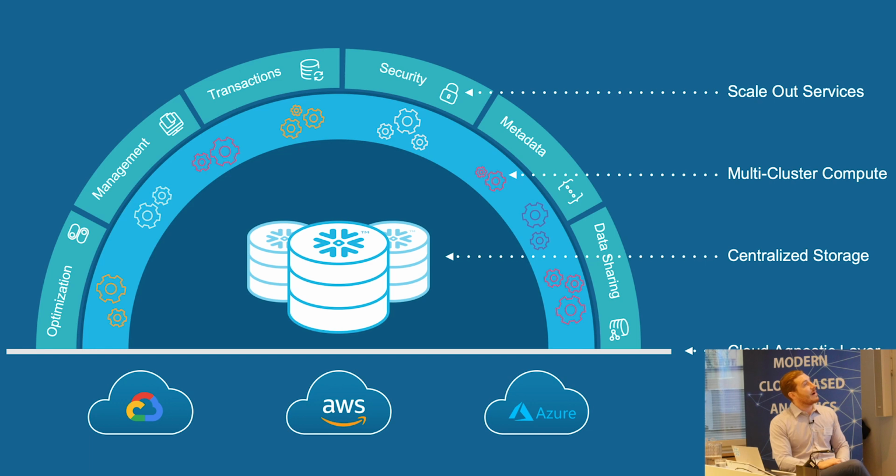Then wrapped around that, we have all these services. So we have these scale-out services, for example, optimization. Snowflake has its own built-in query performance. We have the management, so we have the whole GUI interface that we can interact with Snowflake. And then we can see all the transactions that are going on within the database. We have the inbuilt security, so like the role-based access controls. We also have the metadata, so we can see like all the objects, for example, like what tables, what databases are there. And then we also have the ability to share data, so we can share our own internal tables with other Snowflake accounts.